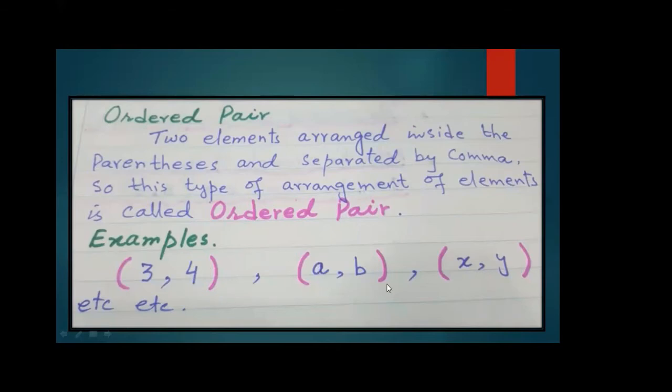This is another example of an ordered pair, A comma B within the parenthesis. Now the third arrangement is X comma Y. This is another arrangement of an ordered pair. So these are some examples of ordered pair. Remember that in an ordered pair we use parenthesis and the elements should be separated by a comma.